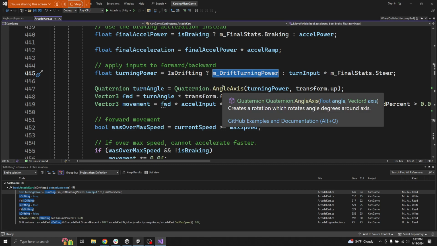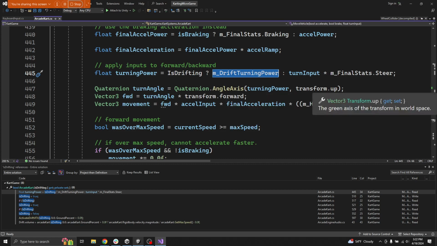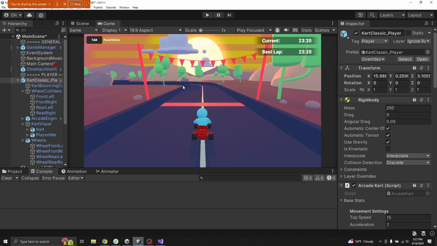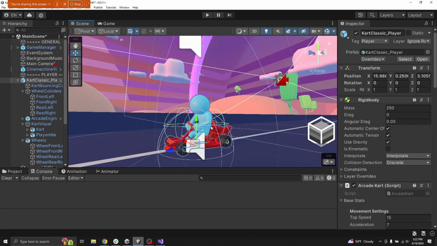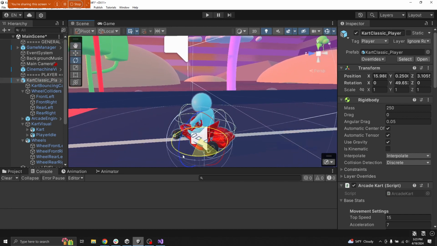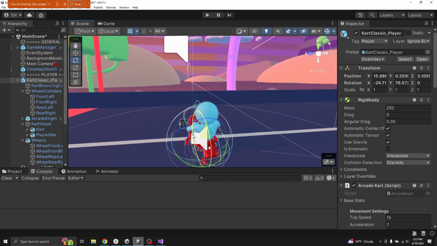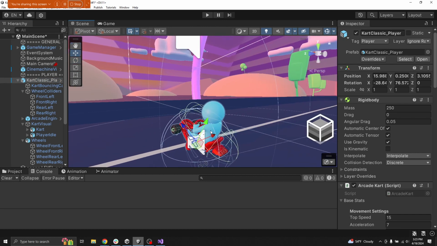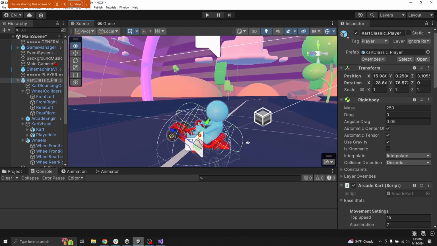as the angle. Okay, so an angle is like 15, 30, 60, 90, all the way up to 360. And then rotate it about transform up. That means our local up. So if I take the cart and the green is pointing up, right? So no matter how we're rotating, green's always up. But if we are going up a ramp or something, notice how our green up is a little different because we're not flat anymore.